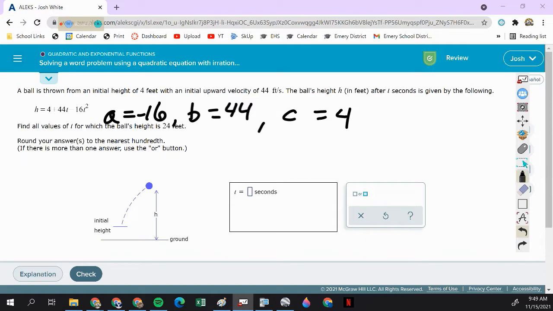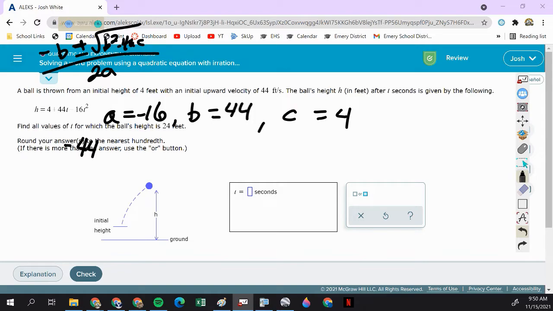So we get negative b, so negative 44. Well, let me write this out. Negative b plus or minus the square root of b squared minus 4ac over 2a. That equation is right here if you need it. And again, it's called the quadratic formula. Yeah, it's right there. It's been there all along.